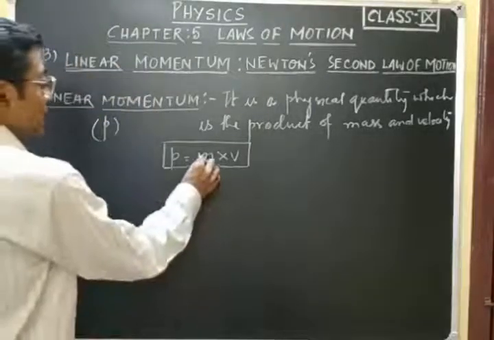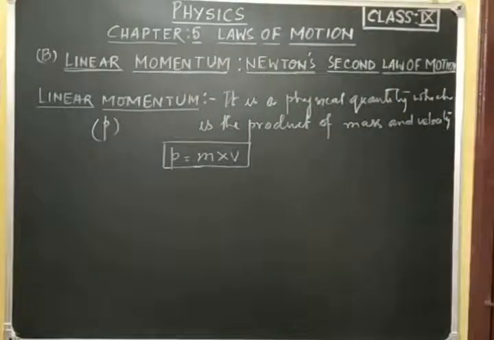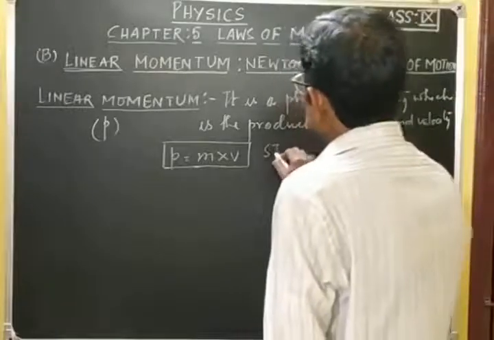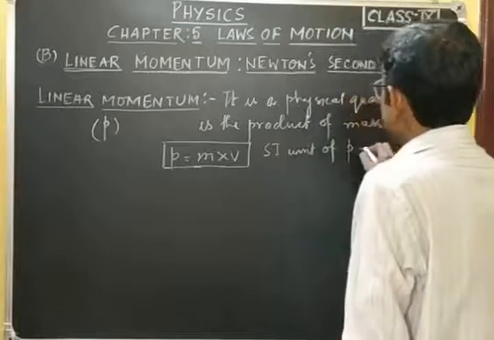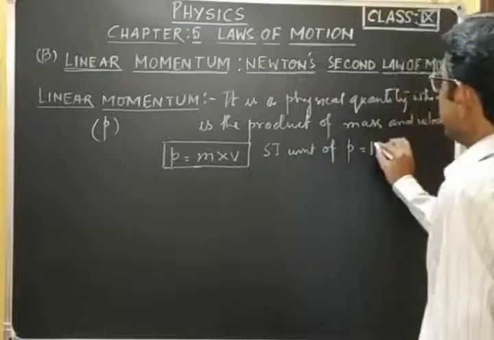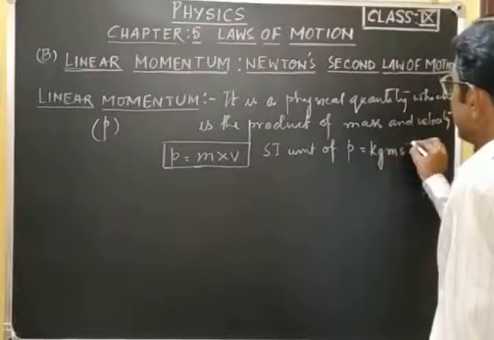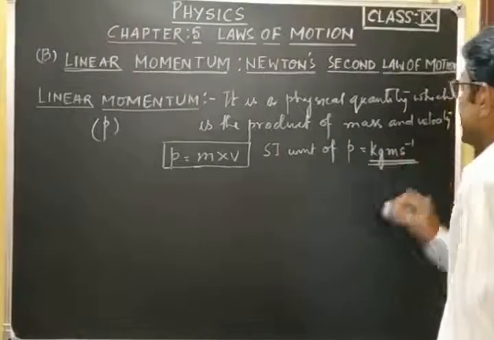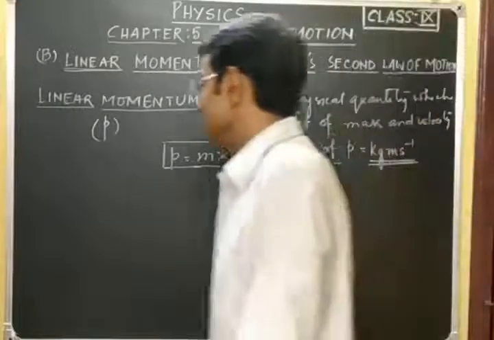So what about the SI unit of this one? Linear momentum is the product of mass and velocity. Remember, the SI unit of linear momentum, that is P: mass is represented by kg and velocity is represented by meter per second. So kg meter per second is the SI unit of momentum. Now I'll start deriving something.